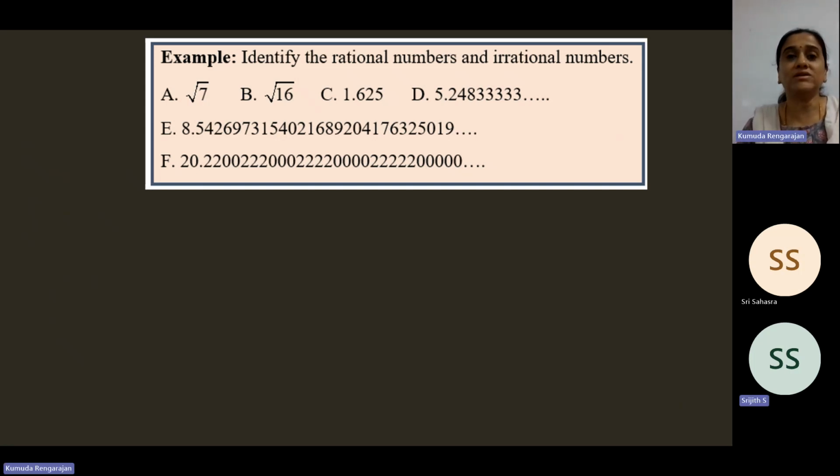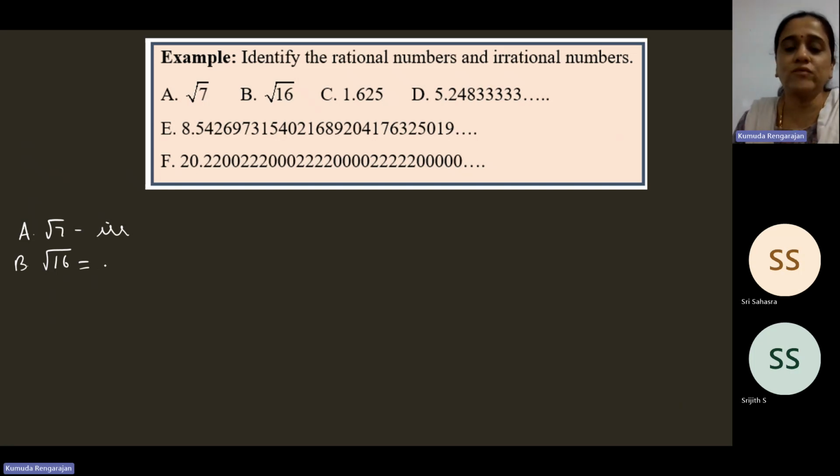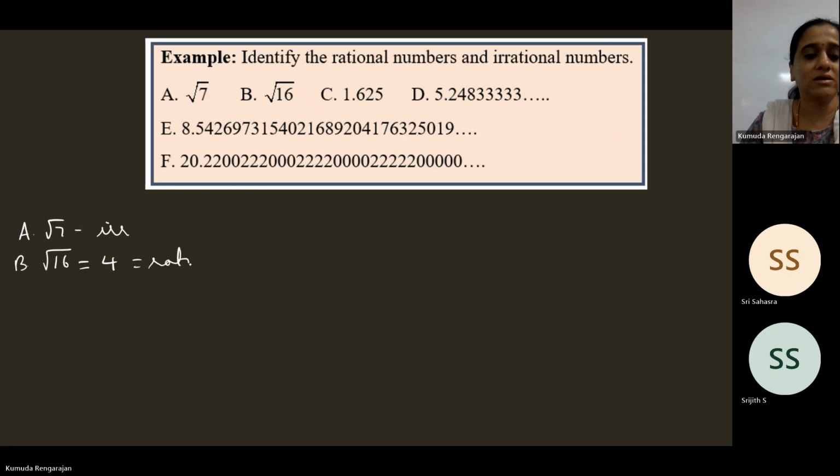Identify the rational numbers and irrational numbers. First one, root 7. Root 7, irrational. Root 16. What's the value of square root of 16? 4. So it is rational. 4 is 4 by 1, right? P by Q form. So rational number.